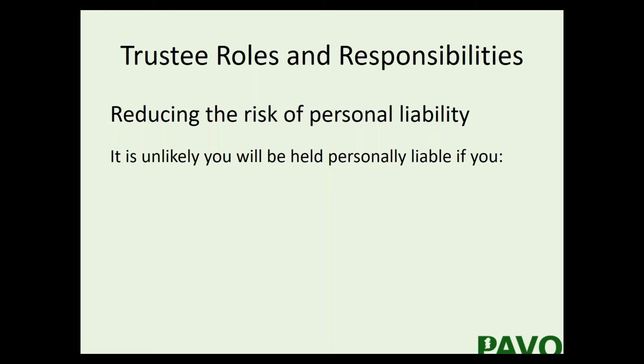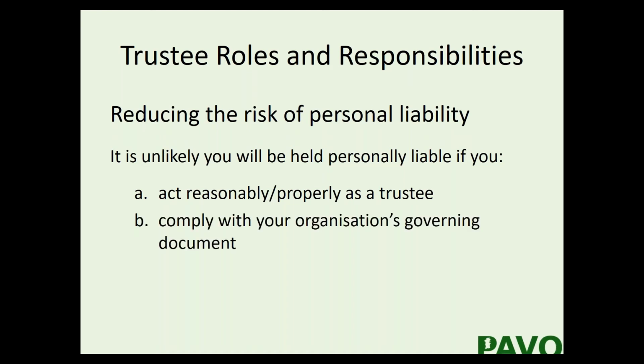Okay, so moving on, reducing the risk of personal liability. What is it unlikely you will be held personally liable for? It is unlikely you will be held personally liable if you act reasonably and properly as a trustee. So the key issue here is that you've got to be seen to be acting properly. You've got to have minuted meetings. You've got to be showing a process. If you can show that your process is fully considering the issues, is referring to your governing document, is taking legal advice if you need to, then you are acting reasonably and properly as a trustee. Things can still go wrong, but if they do, under those instances, you're unlikely to be seen as being liable.